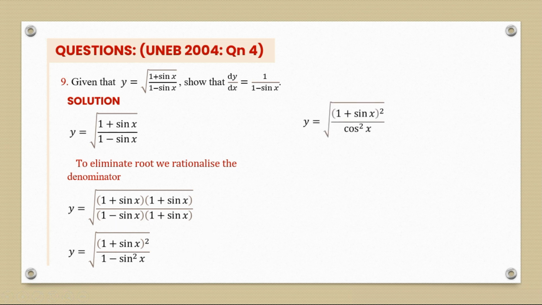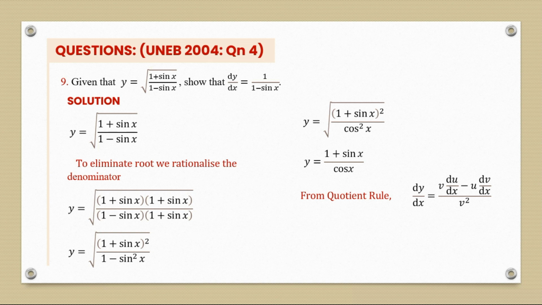Now we know that 1 minus sine squared x is equal to cos squared x. And here, these two values multiplying each other create a square. So now you can see that the root will cancel with the square, and we'll be left with y being equal to 1 plus sine x over cos x. This is where we can apply the quotient rule. Alright, so now we're going to apply the quotient rule.